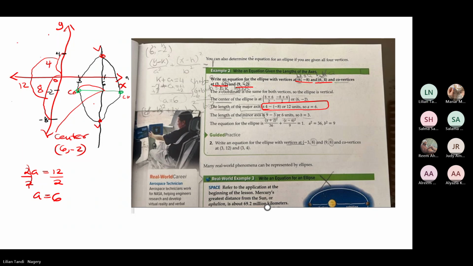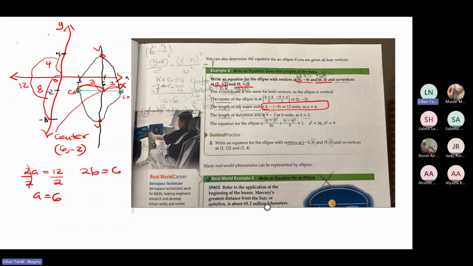Teacher, what's the distance from here to here? 6. It started at 3, and 3 to 6 is 3. What's the distance from here to here? 3, and 3. Altogether? 6.